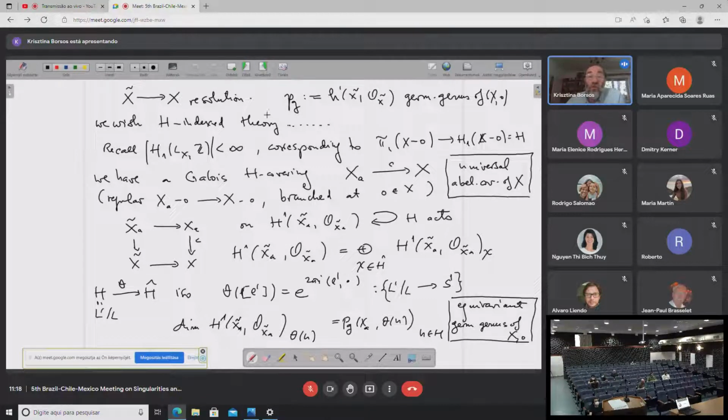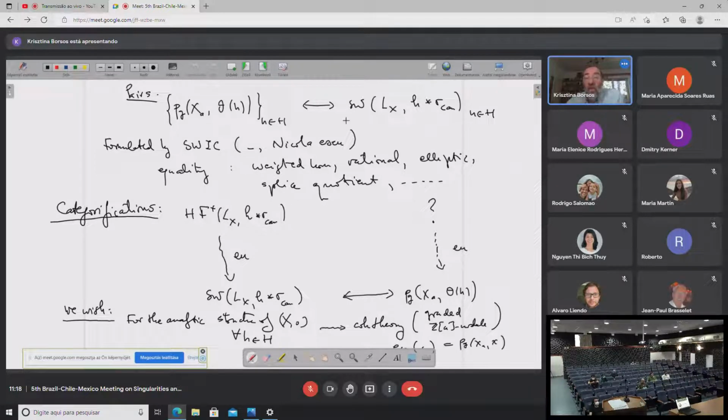So this is what we want to lift now to a cohomology theory. So what do we exactly have? On the topological side, which is on the right-hand side, we have the Seiberg-Witten invariant. For each h, I have a number. On the left-hand side, I have the geometric genus indexed by H, that is the equivariant geometric genus. And actually in the last decades there were several theorems which show that indeed this is a good pairing. In the weighted homogeneous, rational, elliptic, and many nice cases, they coincide. So that is a good start, that in nice cases they coincide.